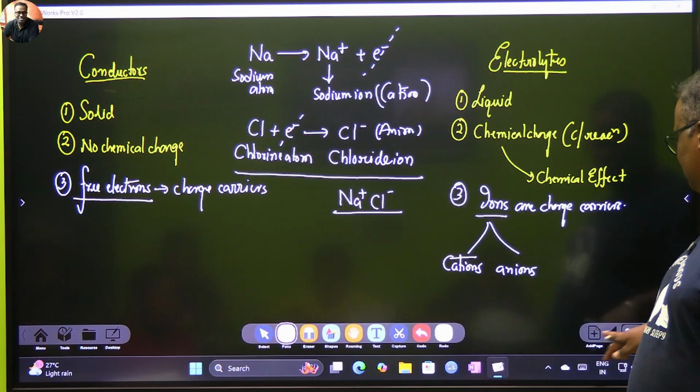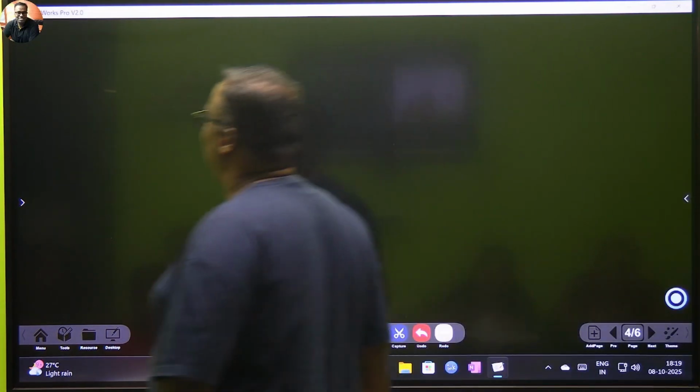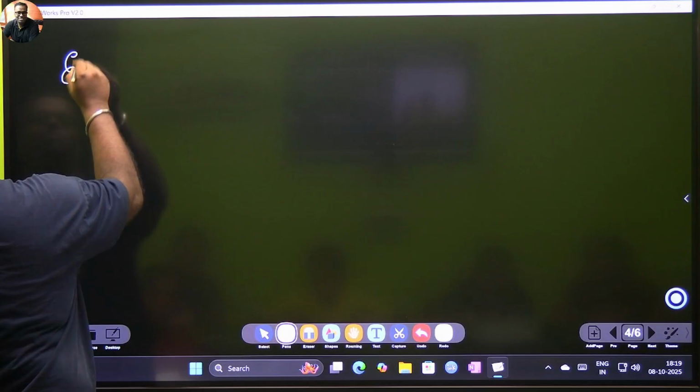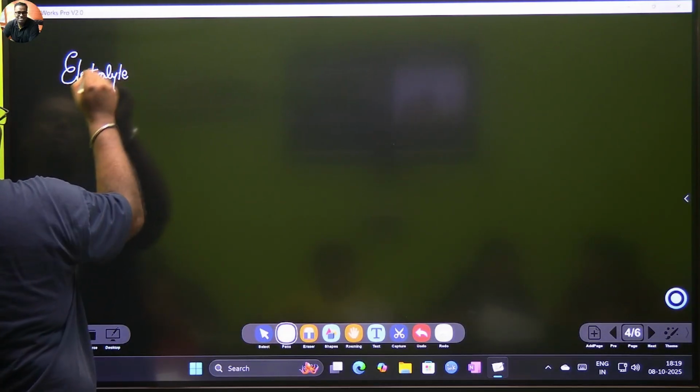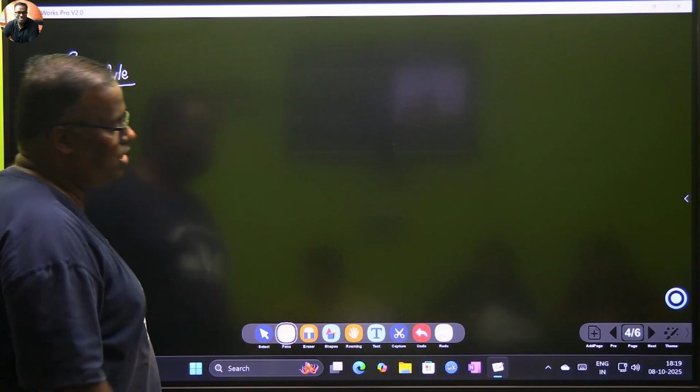So we now go back to our main discussion. And our discussion is all about electrolytes. So what is an electrolyte? A liquid that conducts electricity is known as an electrolyte.